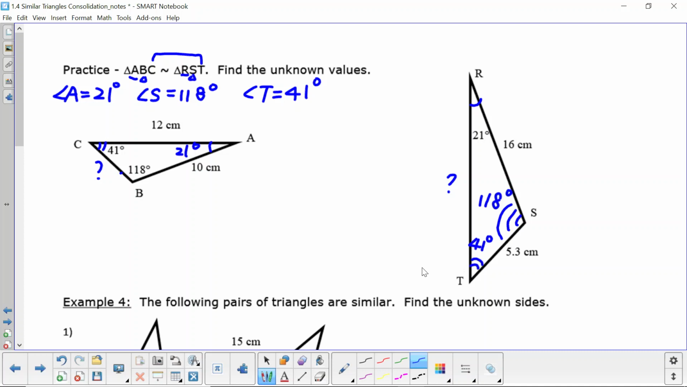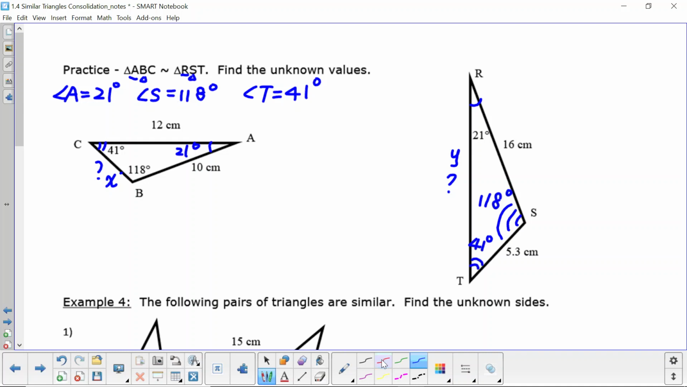And after that, we are going to solve for the unknown sides. So we may label this one with x, this one with y. And in order to find the unknown sides, we are going to write out the corresponding ratios.